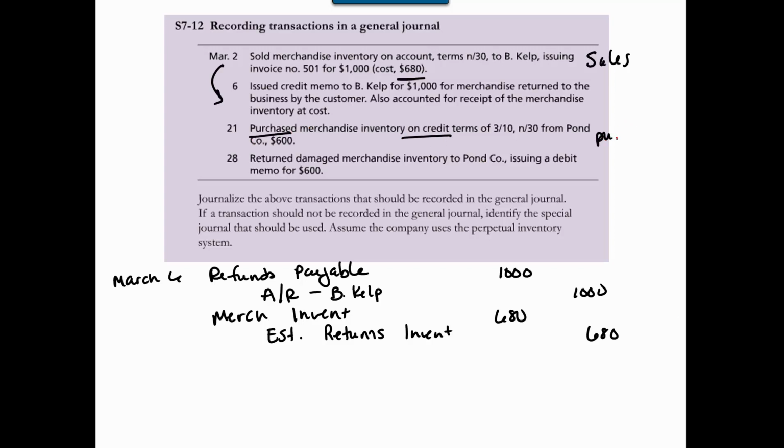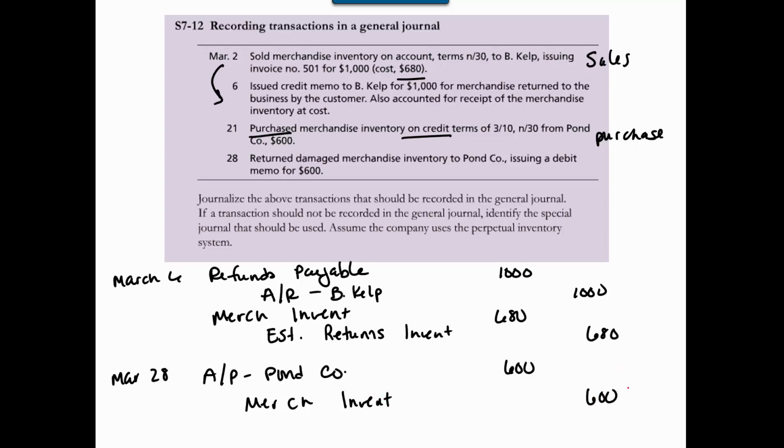So that goes in the purchases journal, not the general journal. And then I returned $600 of it, issuing a debit memo, which says that I am debiting my accounts payable to show that I don't owe that. That's what the debit memo means. So on March 28th, I record the return in the purchases journal. So I will debit my accounts payable for the pond company by $600, reducing the amount that I owe. And then I credit merchandise inventory because I don't have it here anymore. So I need to credit that to bring the inventory down.